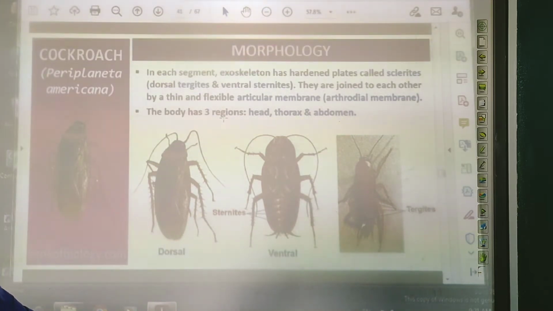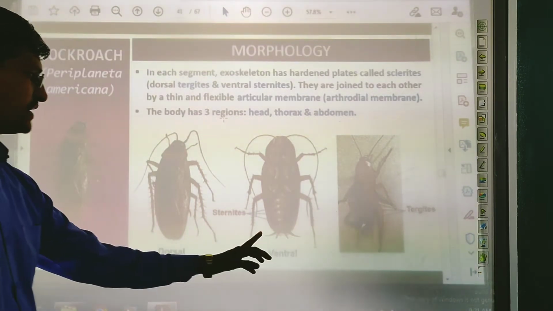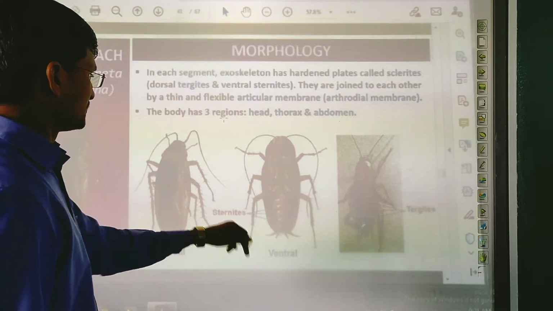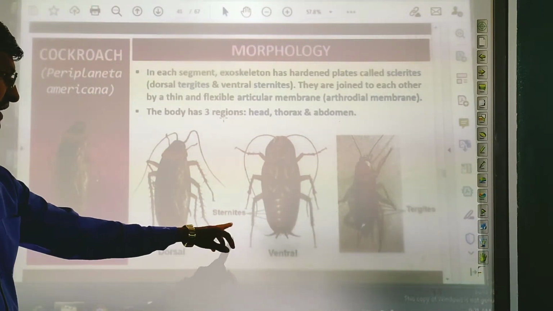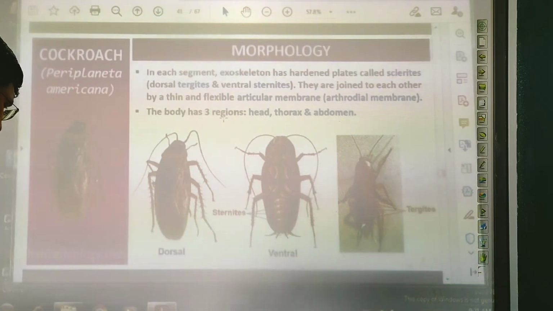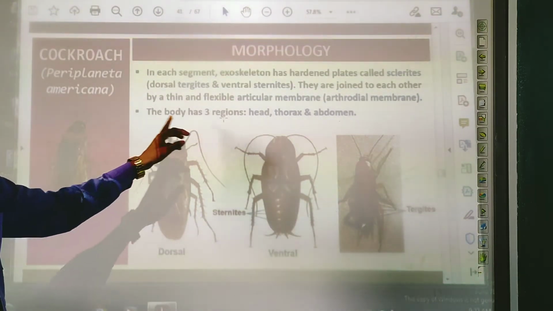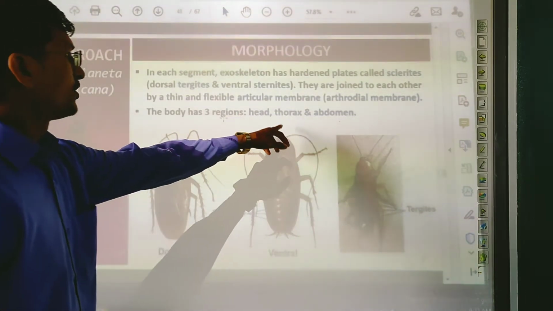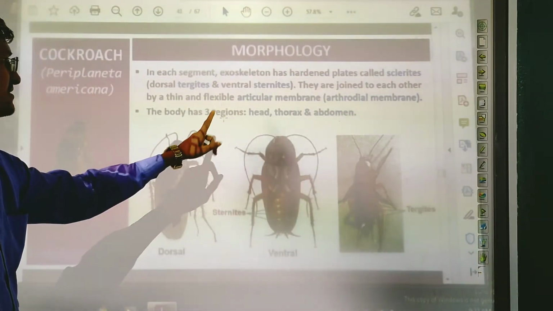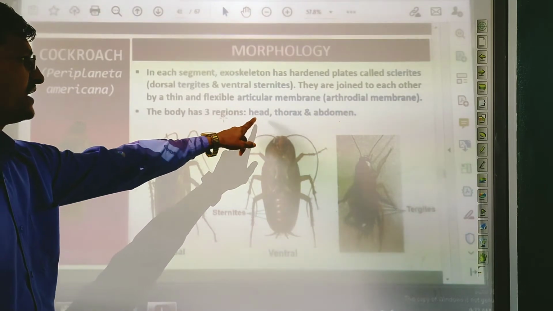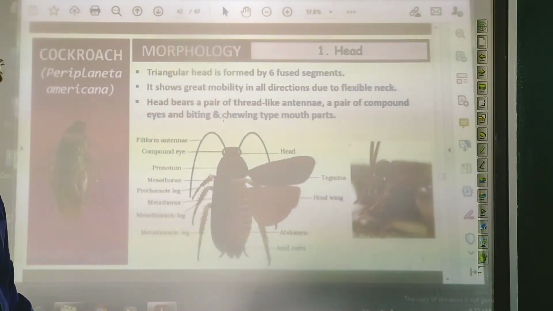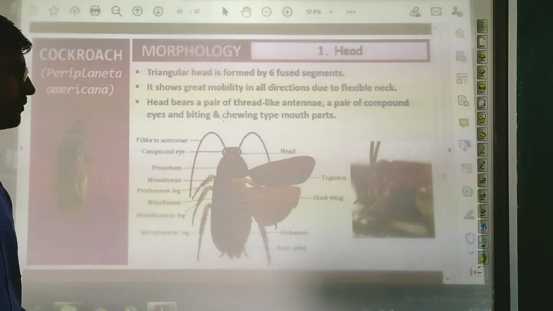So here in each segment, dorsal view, ventral view, and you can see termites. Okay, so that is important. Then the body has three regions: head, thorax, and abdomen. So it has three main regions: head, thorax, and abdomen. So quickly we'll go to the particular topic.